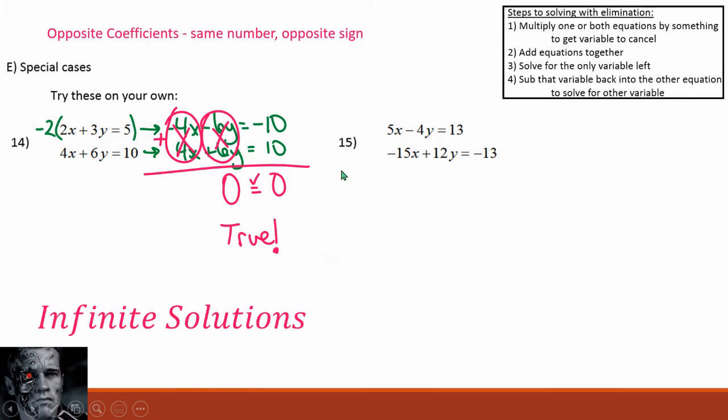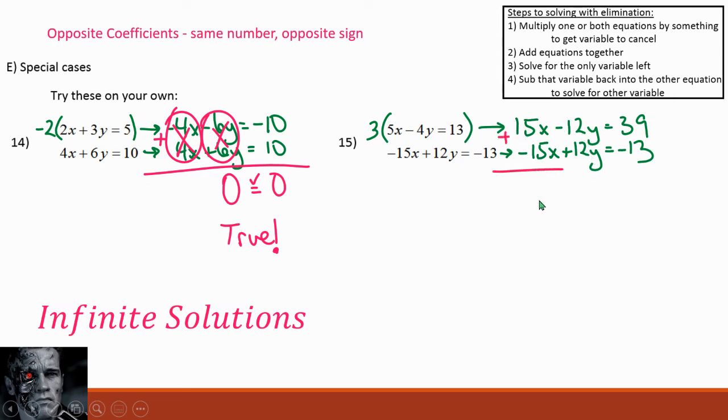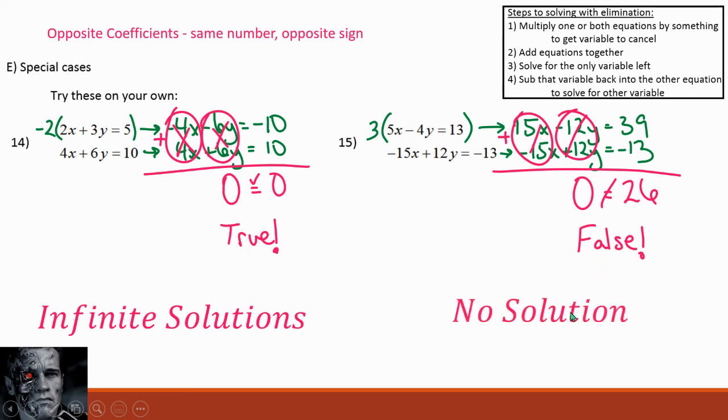Okay. Number 15, if you take a look at number 15, notice if I'm trying to eliminate the x's or the y's, if I multiply the top equation by 3, once again, the x's and the y's now have opposite coefficients for both. So when I add those together, I end up with 0 equals 26. And in this case, 0 does not equal 26, right? That is not true. That is a false statement. So there's no variables left, right? No variables left. So at this point, because it's false, that means there's no solution.